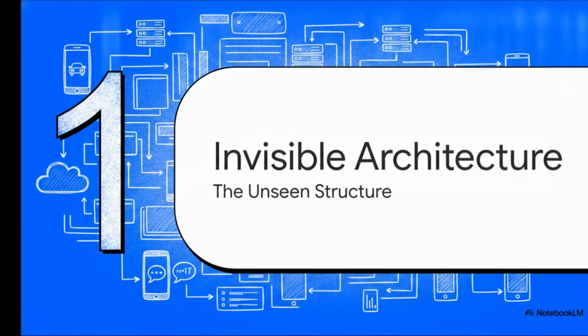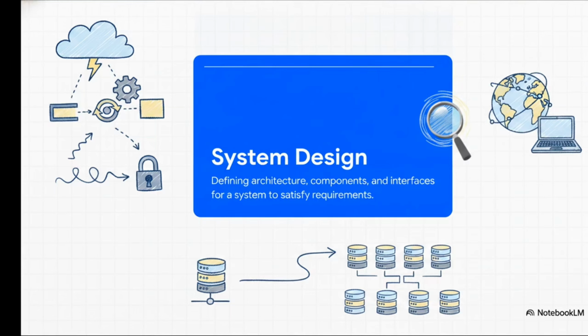Starting off with Section 1, the invisible architecture, or the unseen structure. Every single app you use daily, from calling an Uber to asking a question on ChatGPT, heavily relies on this unseen structure. System design is, at its core, the process of defining the architecture, components, and interfaces to satisfy specific requirements. According to our source material, mastering this is quite literally the difference between writing code that works fine on your personal laptop and writing code that scales for the entire globe.